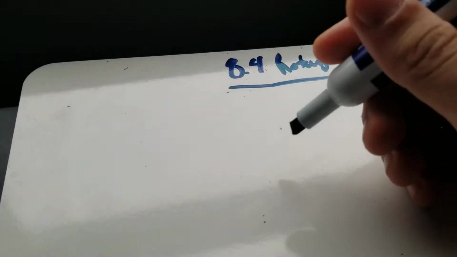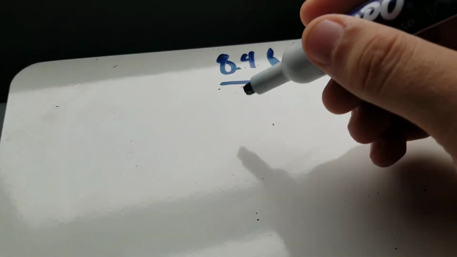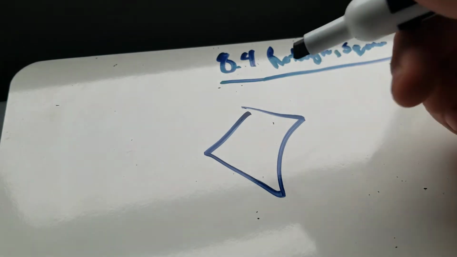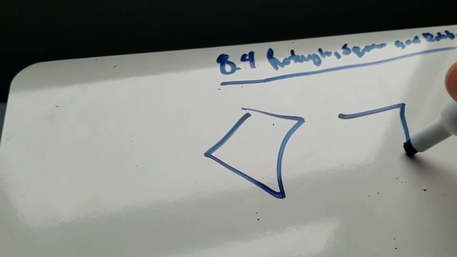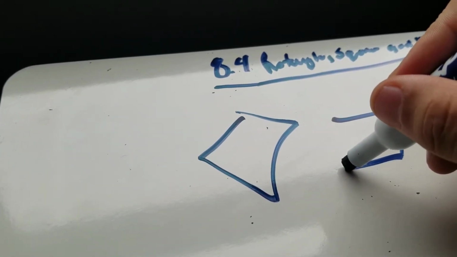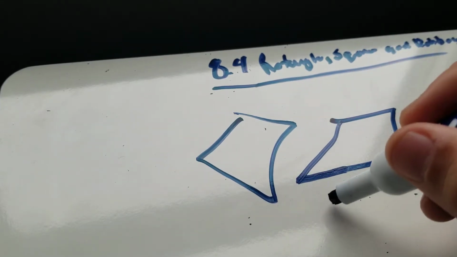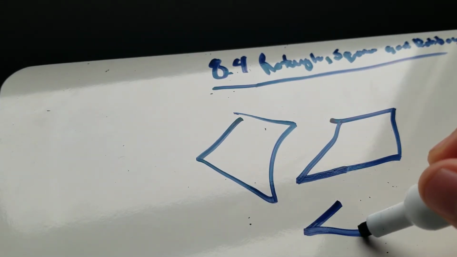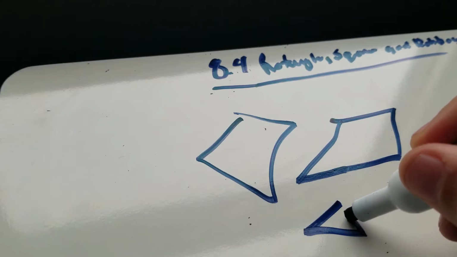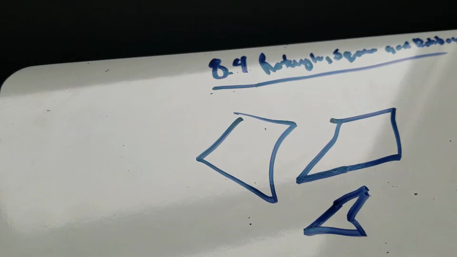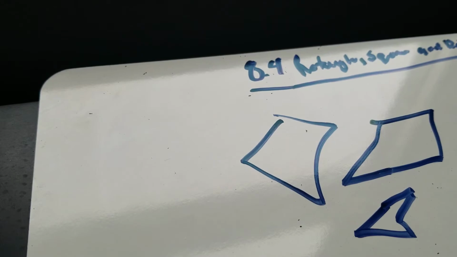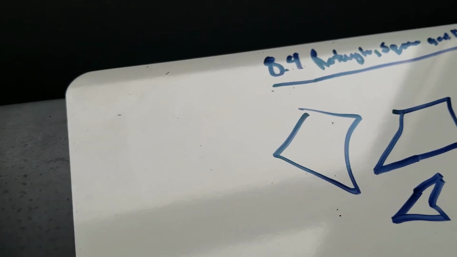Okay, first off, let's just talk about any quadrilateral. Any quadrilateral is just a four-sided polygon. So it could look something like that, or something like that. So a quadrilateral is a four-sided polygon. So we need special names for special types of polygons.